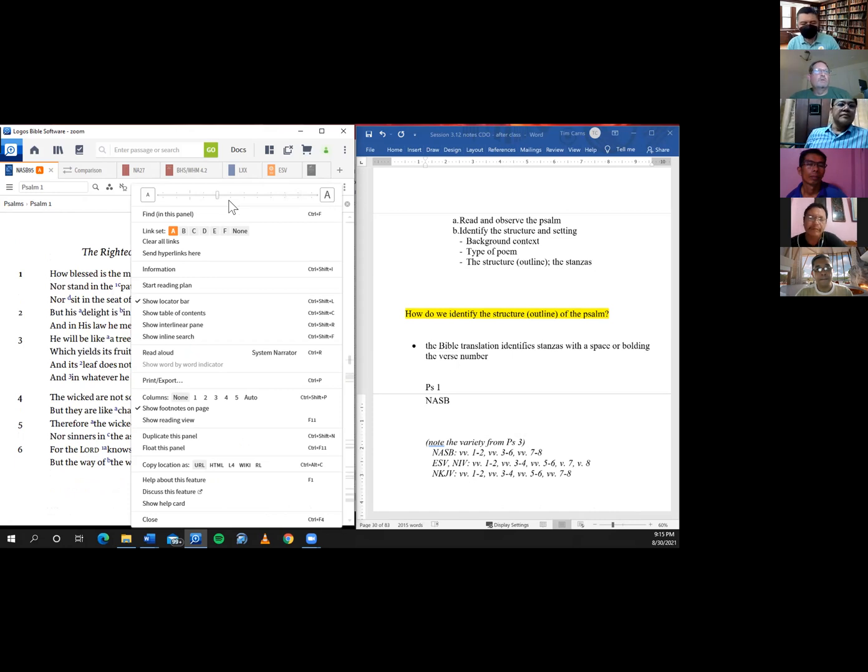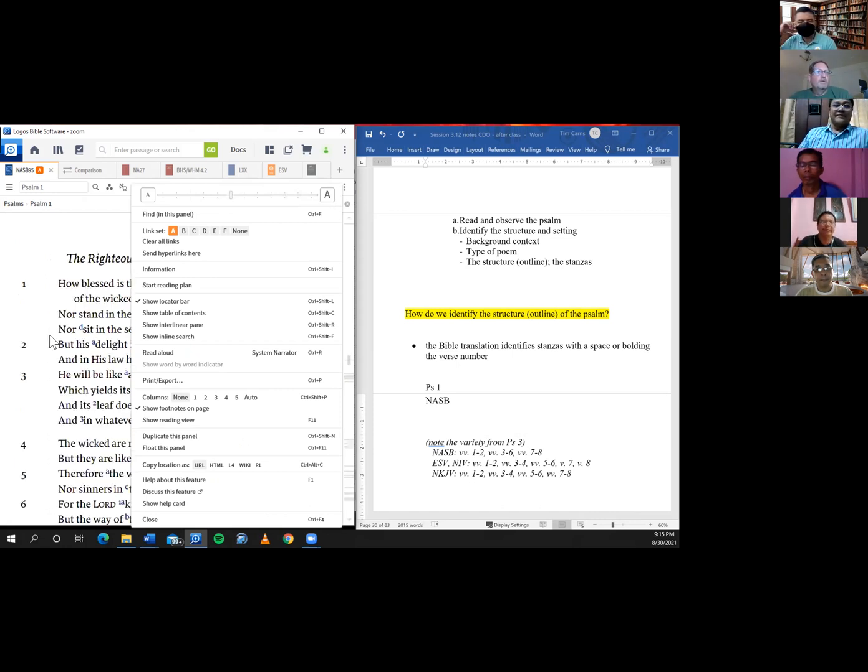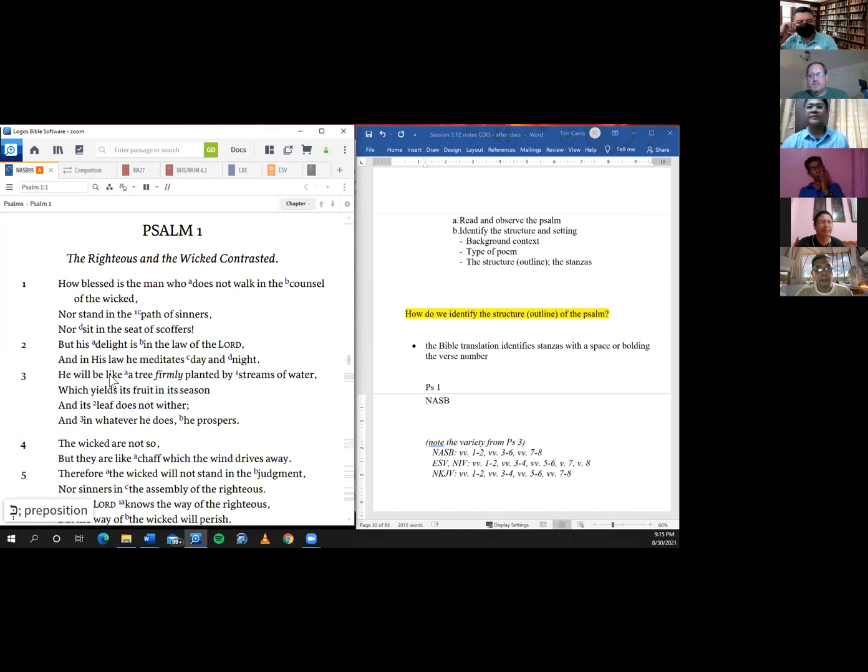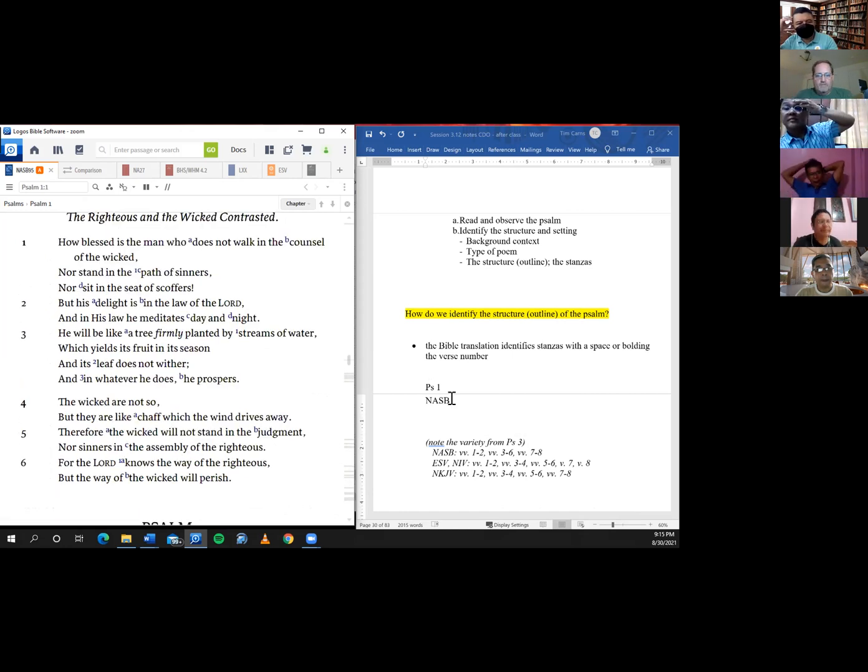So in this particular psalm, we have 2 stanzas from the New American Standard. Verses 1 to 3, verses 4 to 6. You guys see that?